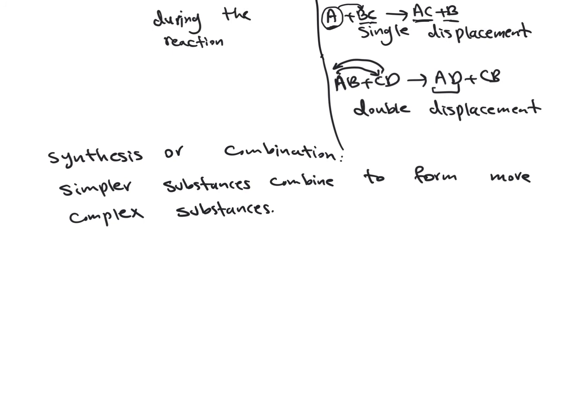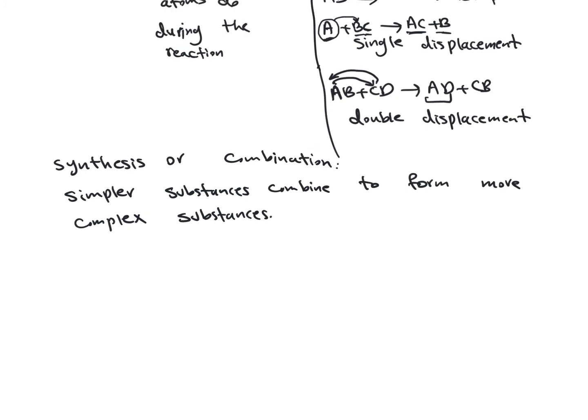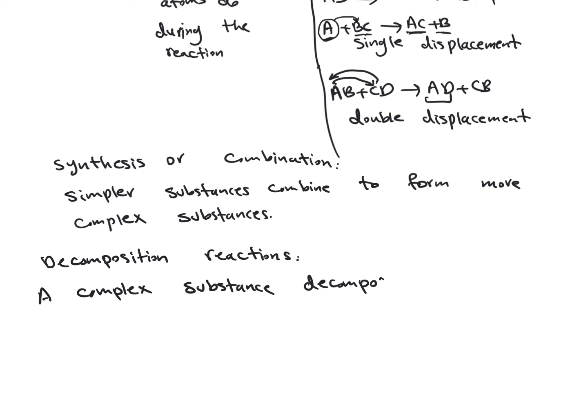And then we have decomposition reactions. A complex substance decomposes to form simpler substances. So you have a complex compound that decomposes to simpler compounds, kind of the opposite of synthesis.